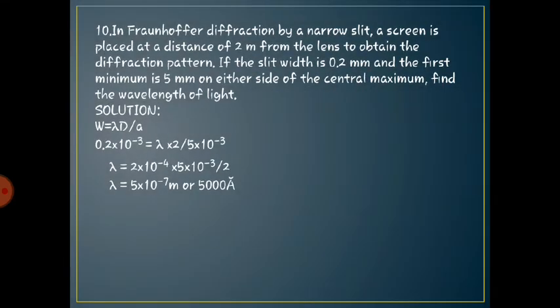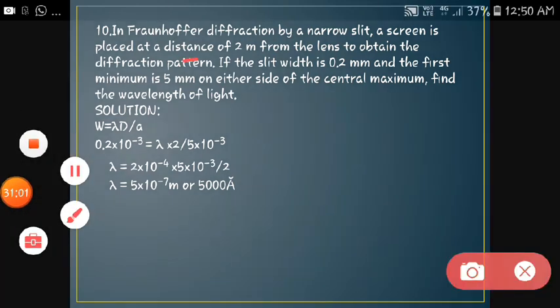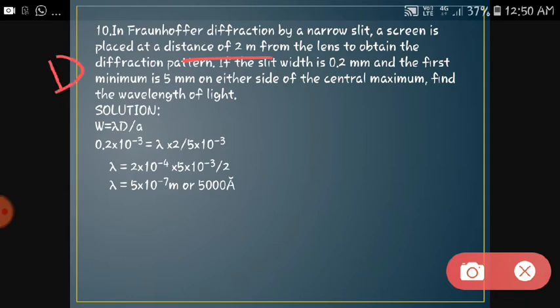The last one. In Fraunhofer diffraction by a narrow slit, a screen is placed at a distance of 2 meter. The screen is placed at a distance, that means D is given, from the lens to obtain the diffraction pattern. If the slit width is given, what is that? 0.2, which is W, and the first minimum is 5 mm, which is given, on either side of the central maximum. Find the wavelength of light.